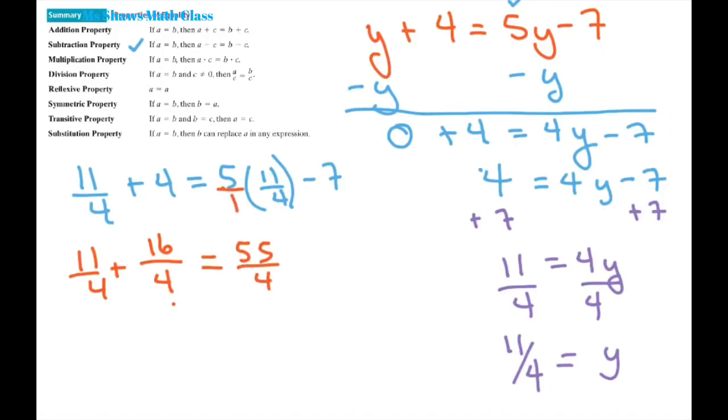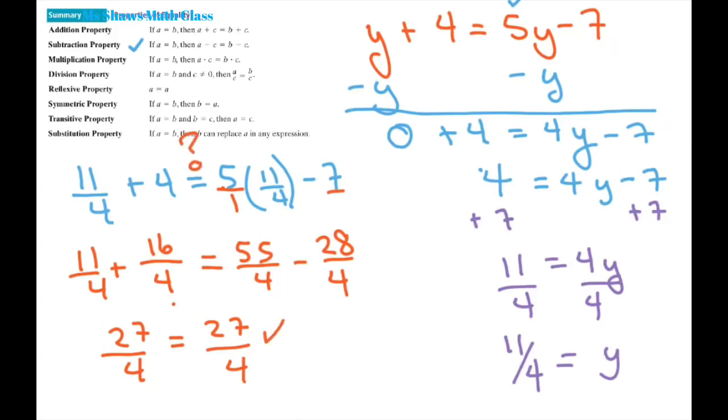You can put 5 in fraction form with the 1 underneath. Minus, and we need another 4. So you just multiply 7 times 4, you get 28, because 28 divided by 4 is 7. 11 plus 16 is going to be 27 divided by 4, and 55 minus 28 is 27 divided by 4. Since these two are equal, because we're trying to see if they equal, that means our solution set is 11 divided by 4.